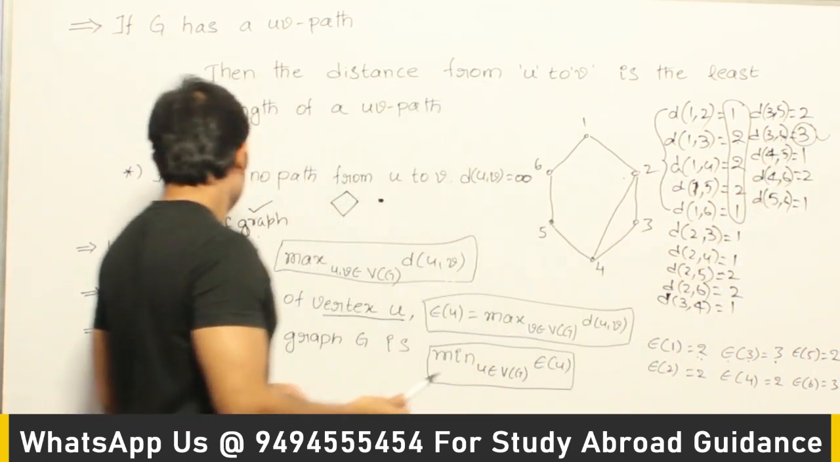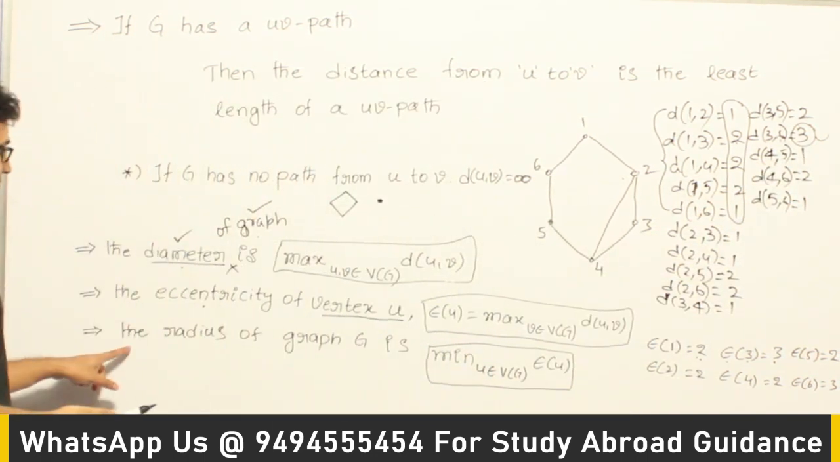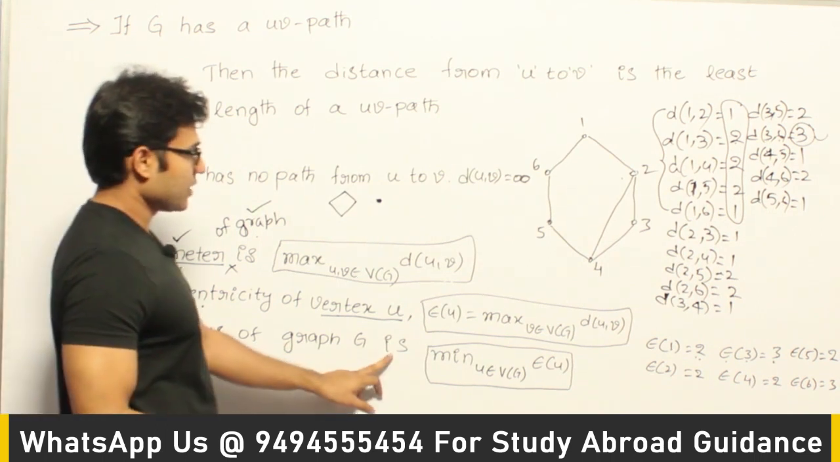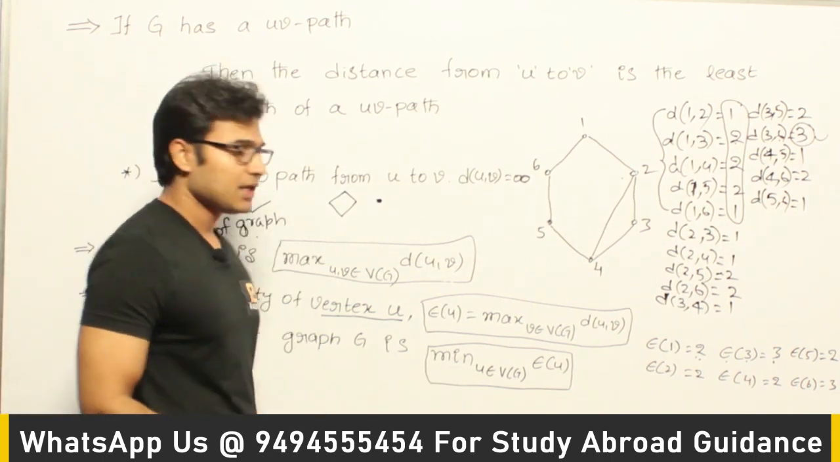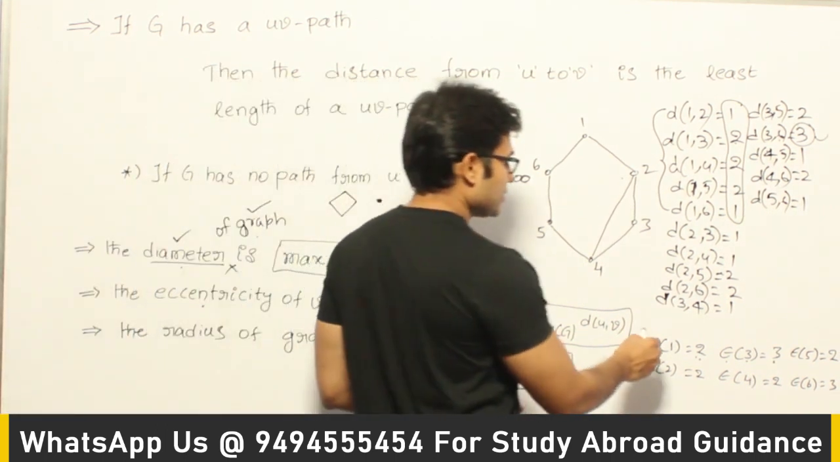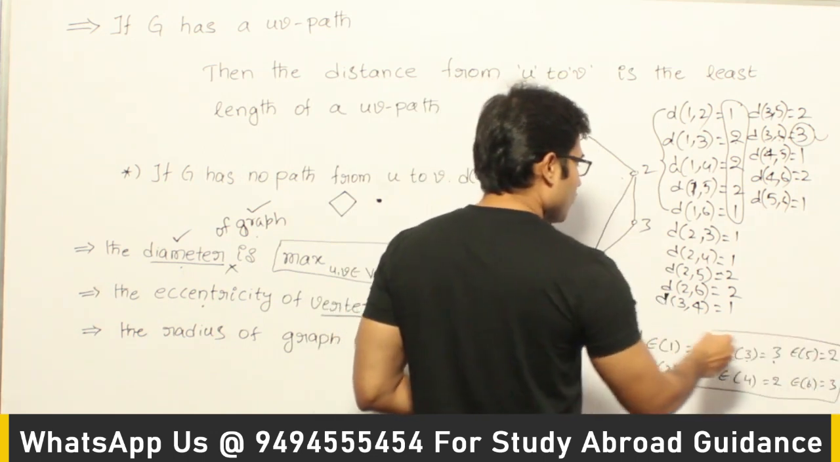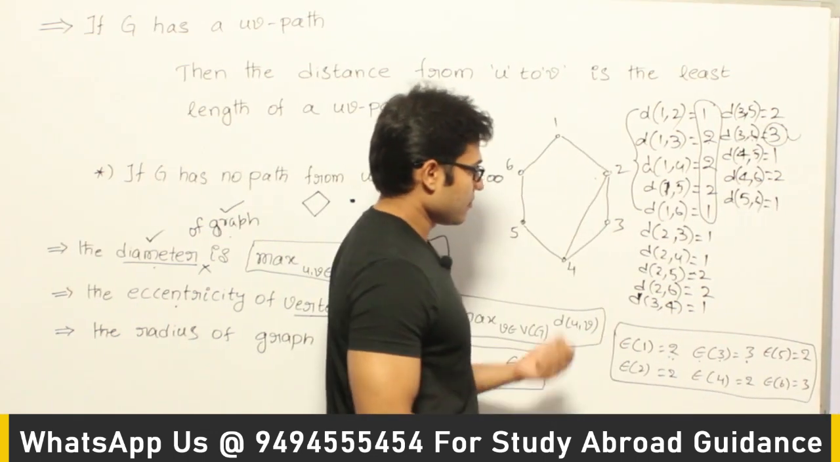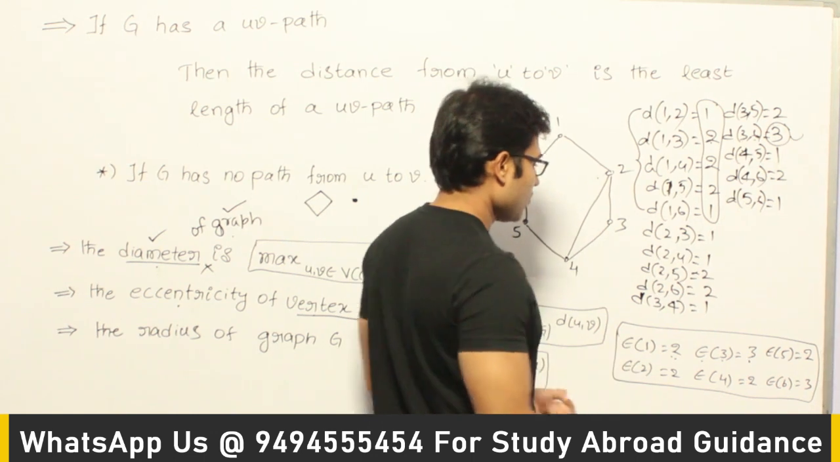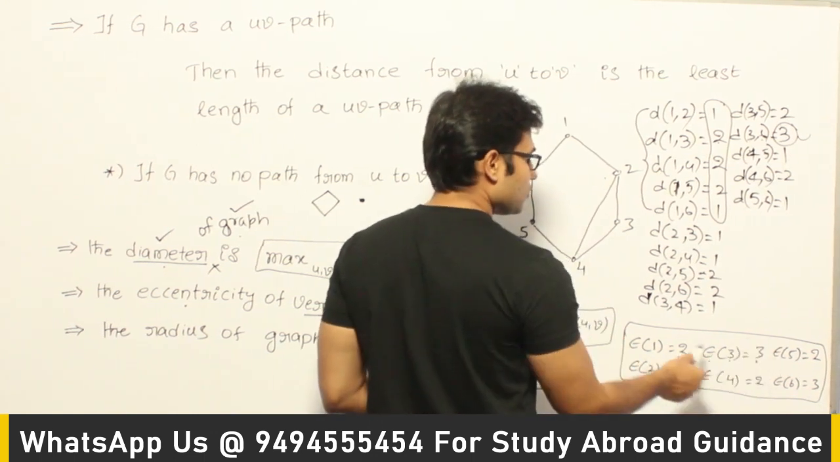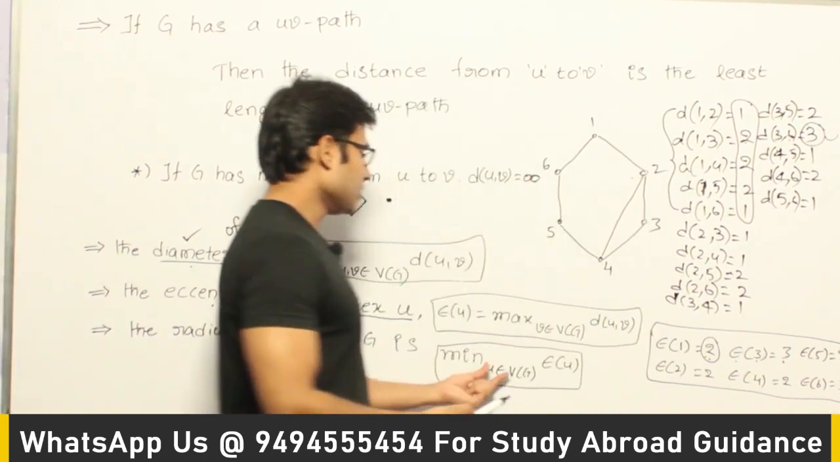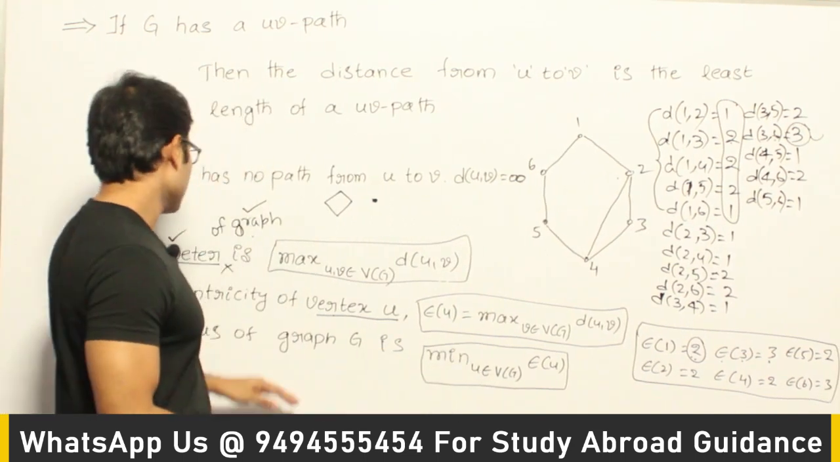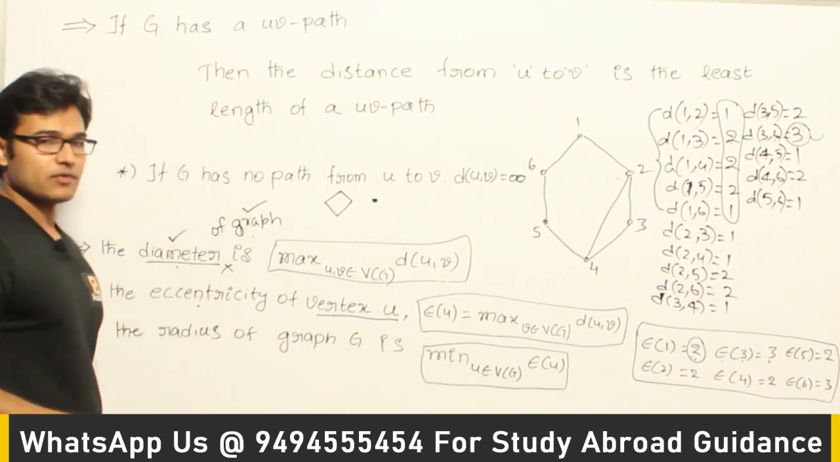Got it? Okay. And the next one is the radius of a graph. The radius of a graph is the minimum of the eccentricities. Once you find out all the eccentricities, you find out the minimum one. So what is the least one? The least one is 2, right?